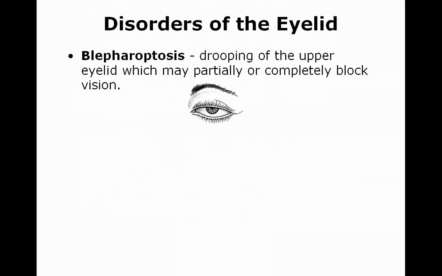All right, we're going to skip a couple conditions over to blepharoptosis. The word part ptosis means drooping. Blephar means eyelid. So this is a drooping of the eyelid. And truly it may just be kind of a cosmetic problem that the person doesn't like the way they look because one of their eyelids is drooping, or the eyelid may droop so much that it partially or completely blocks vision in that eye.